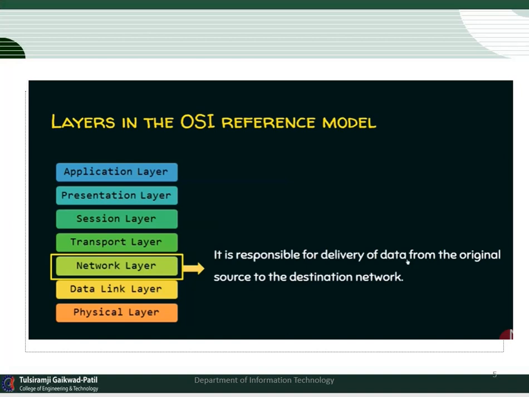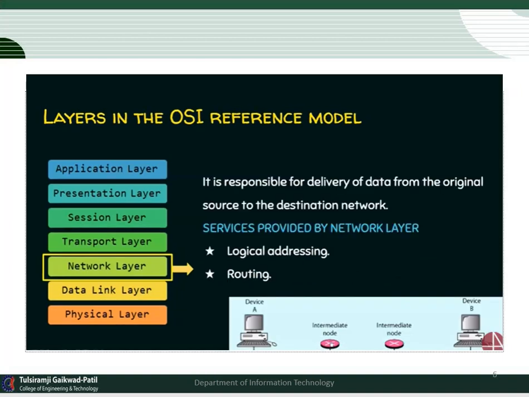The network layer is generally responsible for delivery of the data from the original source to the destination network. It is the responsibility of the network layer to deliver the data from the original source to the destination network. The services provided by the network layer are logical addressing and routing. Logical addressing means IP addressing. Here I use the word router, that is the intermediate node. This layer deals with the IP addresses.